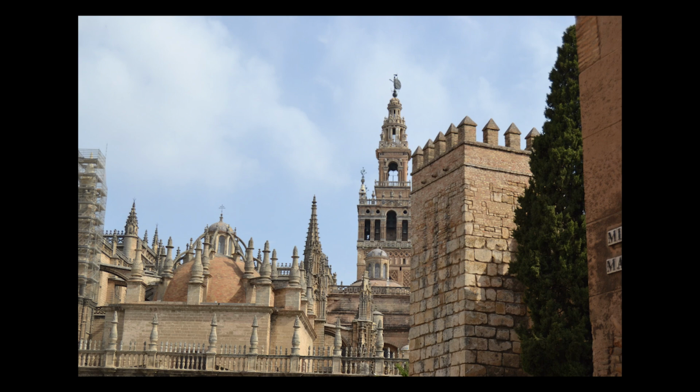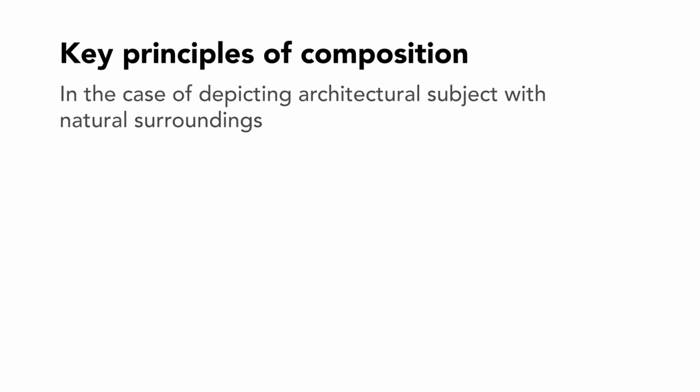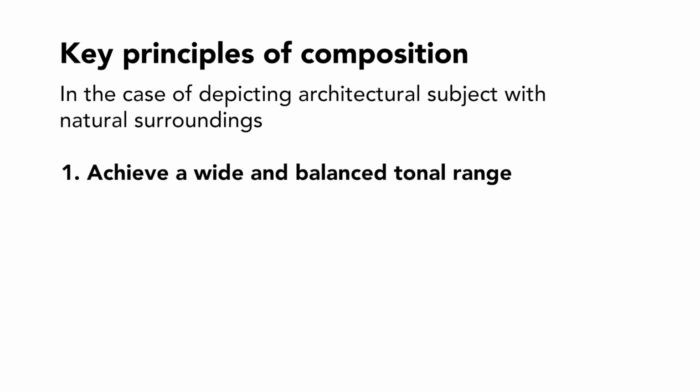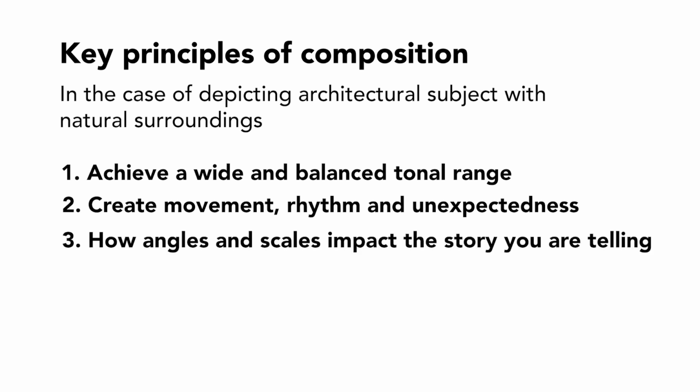Now, composition itself is a topic you can really spend hours and multiple classes on. But for the purpose of painting castles, which is an architectural object with natural surroundings usually, I want to primarily focus on 3 areas. The first is achieving a wide and balanced tonal range. The second is creating movement, rhythm, and a bit of unexpectedness. The third is choosing the angle to depict the castle and what kind of surroundings to include versus not include.